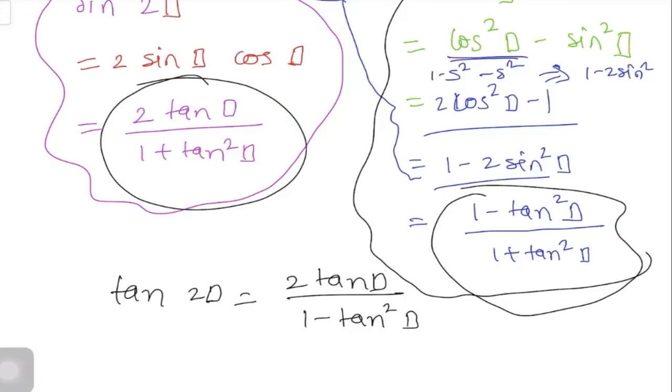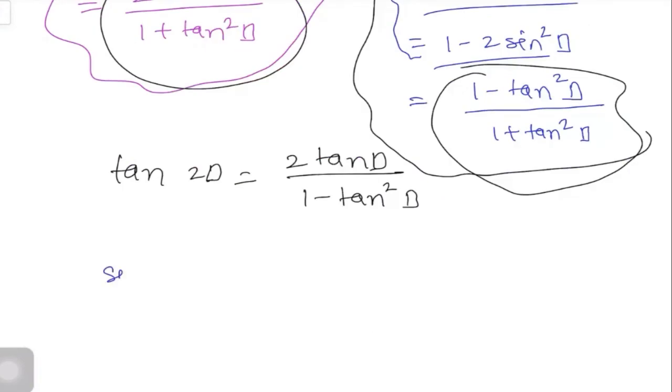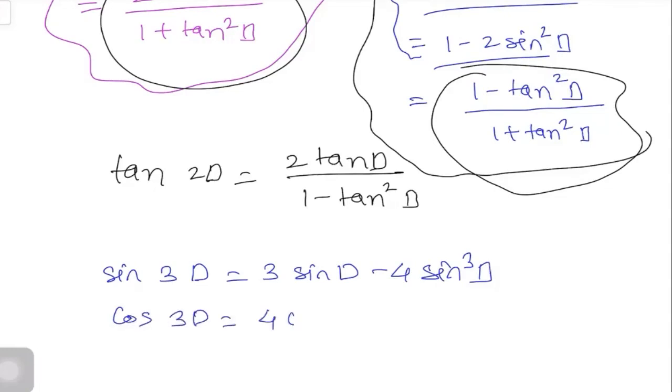One can remember the sin 3 theta and tan formulas. Sin 3 theta is 3 sin theta minus 4 sin cube theta. Then again cos 3 theta is 4 cos cube theta minus 3 cos theta. Oh sorry, I made a mistake. Instead of theta I should have written angle. So tan of 3 times the angle.